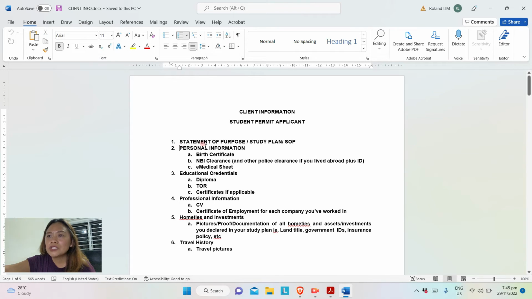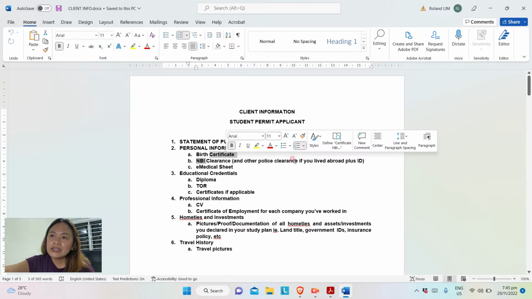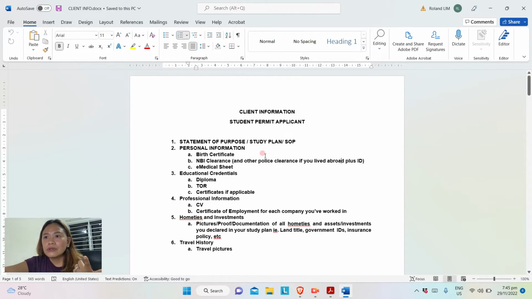And then your personal information, like your birth certificate, your NBI clearance, and other police clearance if you lived abroad. For example, for us here, we acquired an NBI clearance as well as a Singapore police clearance, because we are staying here. Or for example, if you were an OFW and you went back home, you need to request a certificate of police clearance from that country if you stayed there for more than 6 months. I mentioned this in my first video, right?